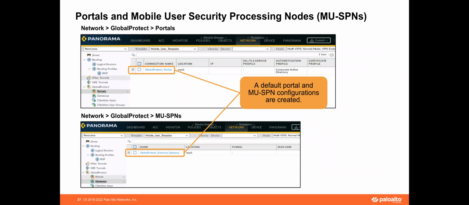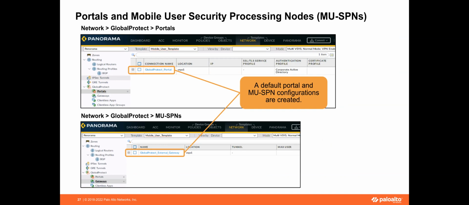So remote users will first connect to the Prisma Access portal, as we explained. The portal will authenticate the user, and the portal will then provide the GlobalProtect agent with the appropriate configuration for that user. The portal also provides the user with a list of available locations, and the GlobalProtect agent will then connect to a MUSPN, and the MUSPN will authenticate the user. And after authentication, the mobile user can begin to pass traffic for Prisma Access.